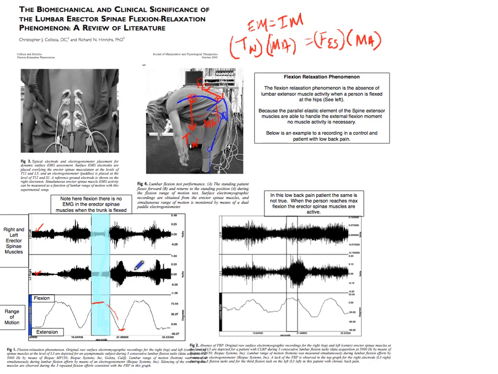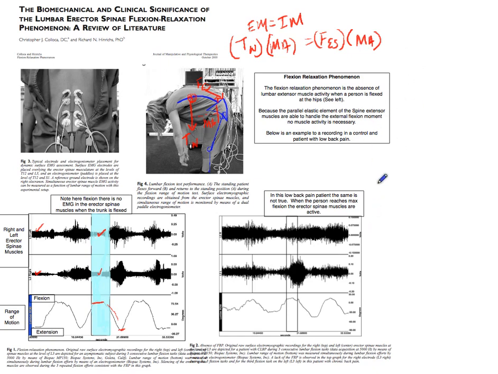And what we can see is that when the person is in flexion, there's very little EMG activity in the erector spinae muscles. This is called the flexion relaxation phenomenon. So in other words, as the person moves forward into flexion, the muscles tend to turn off, even though they have this external load. So how do they balance the external load?